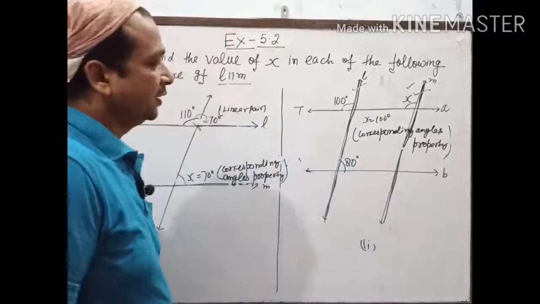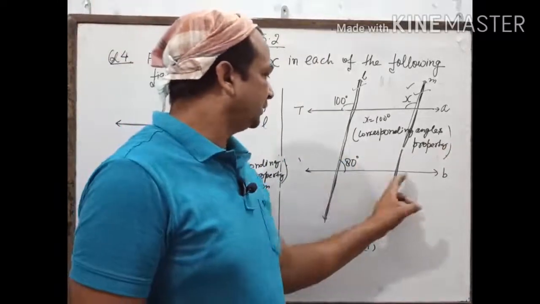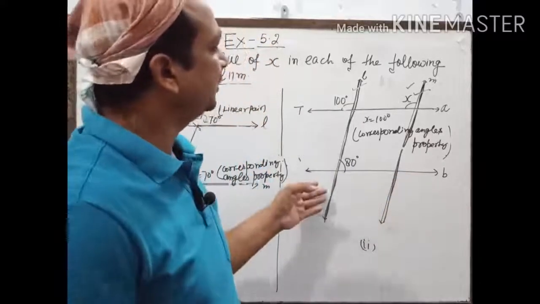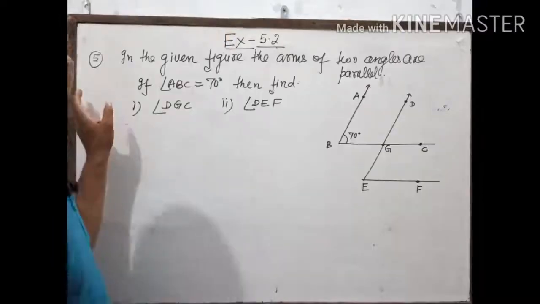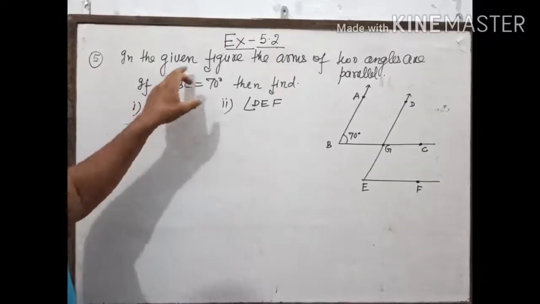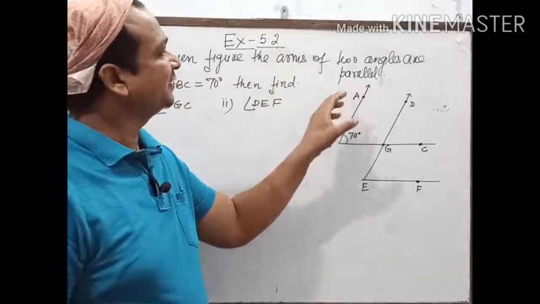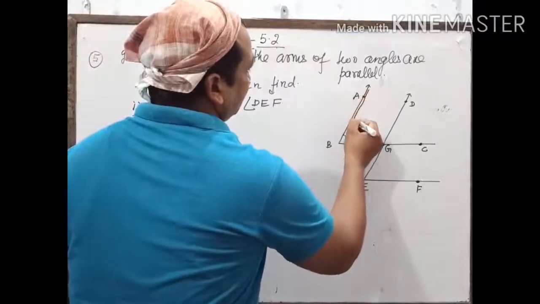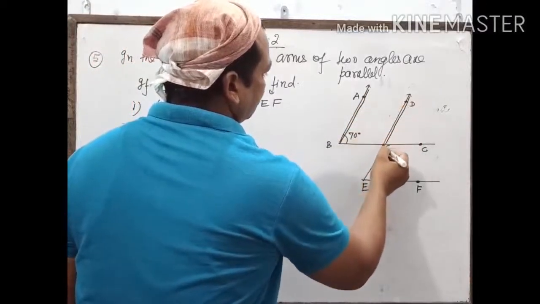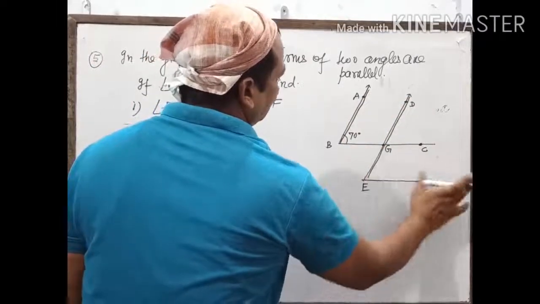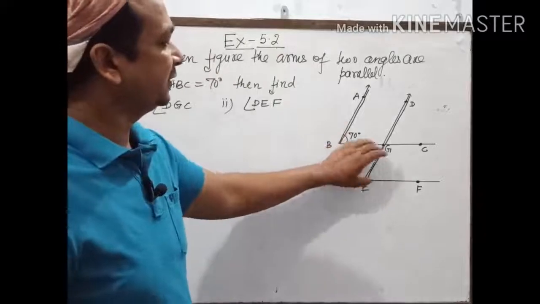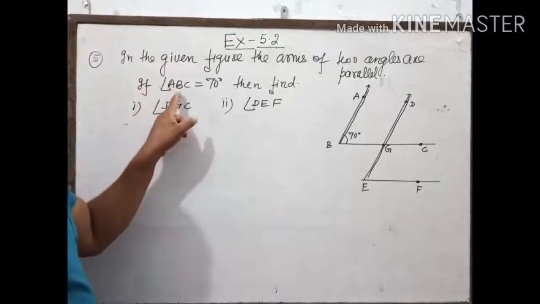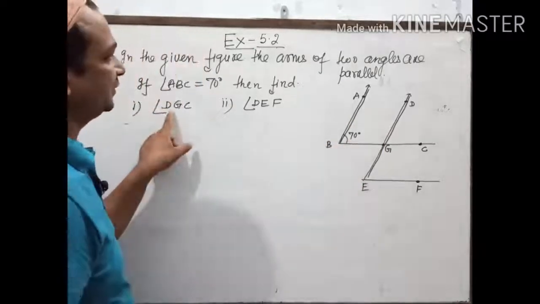Here we see that line B is of no use, it is only given to confuse us. Now we solve question number 5. The question is, in the given figure the arms of two angles are parallel. An angle has two arms. In the figure this arm is parallel to this line, and this line is parallel to this line. These are the arms of this angle, these are the arms of this angle, this parallel to this and this parallel to this. Given ABC is 70 degrees, and find DGC.